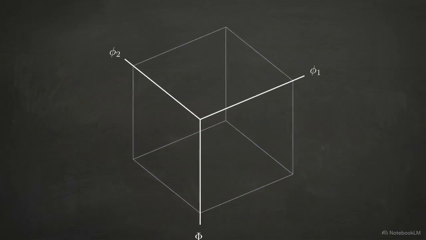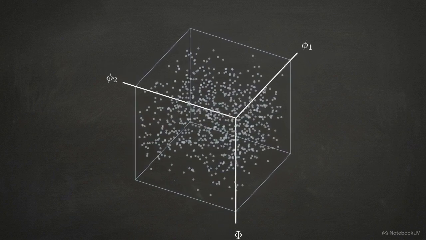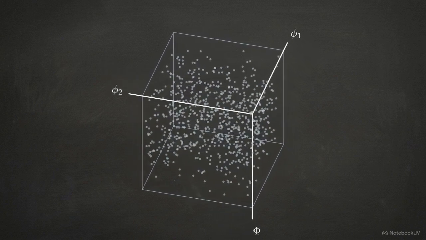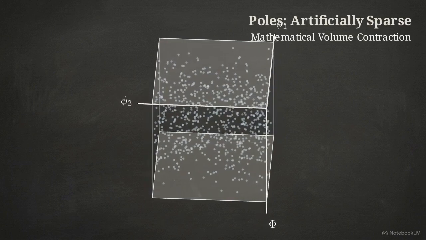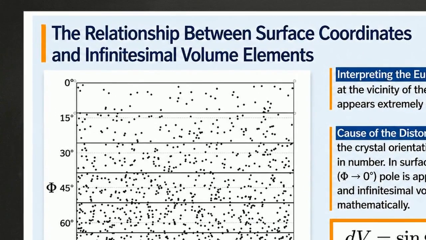Plotting coordinates in 3D Euler space introduces its own geometric artifact, a severe mathematical volume contraction near the poles. Looking at this scatter plot mapping orientation density, you can see that as the colatitude angle, phi, approaches 0 degrees, the mapped points appear artificially sparse. This sparsity does not mean crystals are physically missing from the material. It is simply a mathematical consequence of curved surface area shrinking at the poles of a sphere.